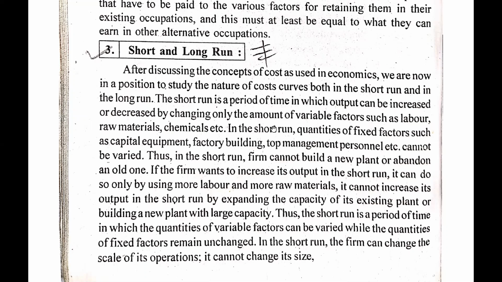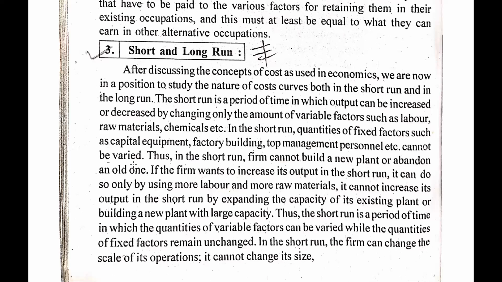So let's read further. The short run is a period of time in which output can be increased or decreased by changing only the amount of variable factors such as labor, raw material, chemicals, etc. Among these, only one is increased. In the short run, quantities of fixed factors such as capital equipment, factory building, top management personnel, etc.